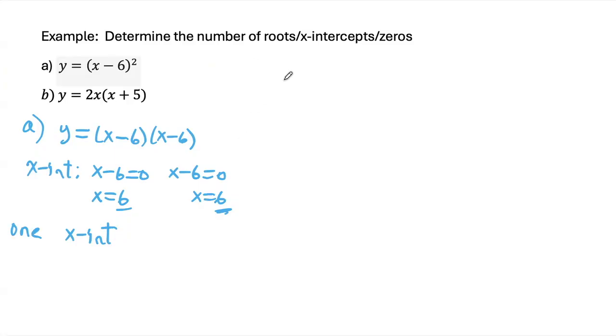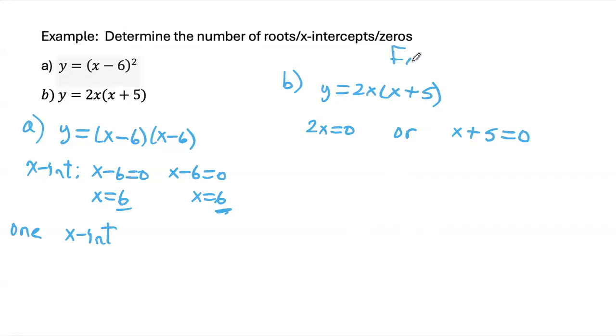Question B. I have it in factored form. I can set each factor equal to 0 to find out my x-intercepts. Remember, you can only do this kind of approach with factored form.